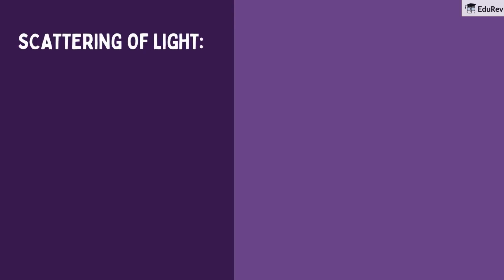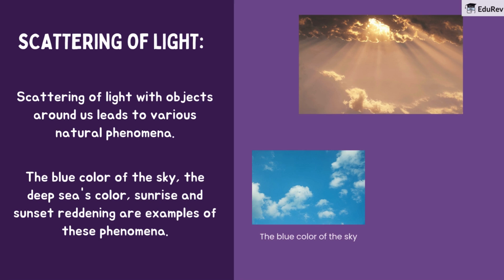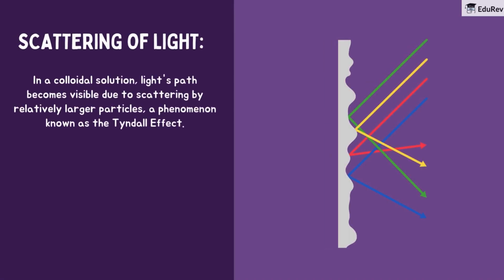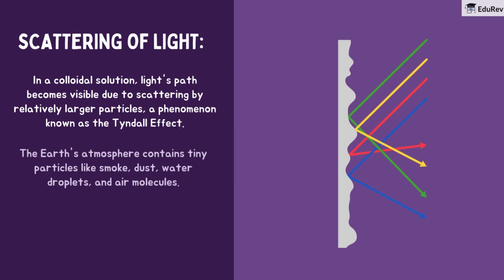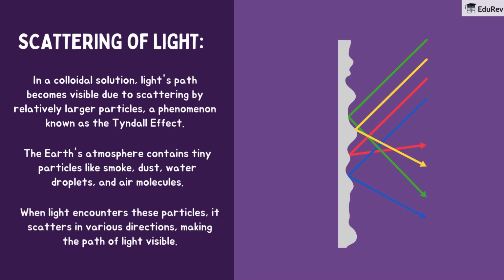Scattering of light with objects around us leads to various natural phenomena. The blue color of the sky, the deep sea's color, sunrise and sunset reddening are examples of these phenomena. In a colloidal solution, light's path becomes visible due to scattering by relatively larger particles, a phenomenon known as the Tyndall effect. The Earth's atmosphere contains tiny particles like smoke, dust, water droplets, and air molecules. When light encounters these particles, it scatters in various directions, making the path of light visible.